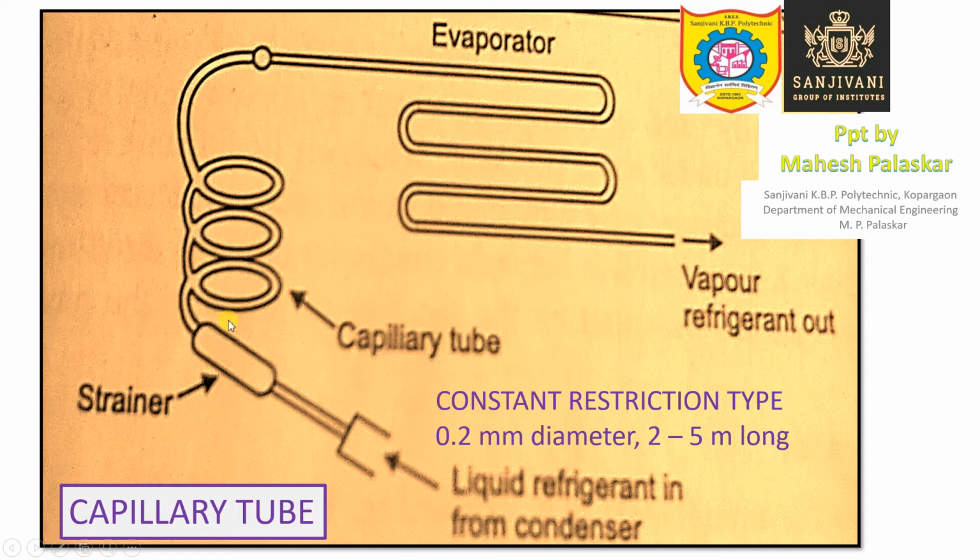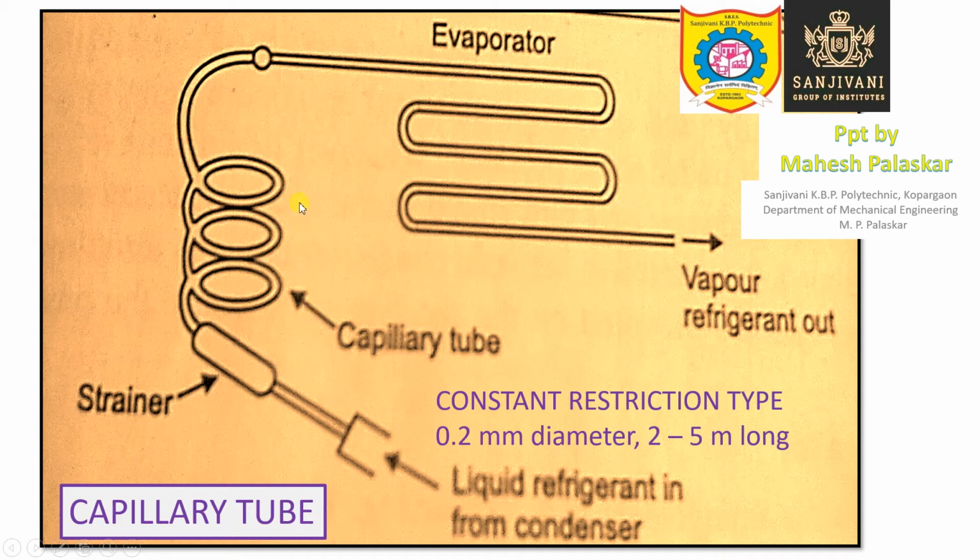Generally, the capillary tube is not suitable in those applications where the load is variable. It is used in those applications where the load is small and the variation in the load is also negligible. In those applications, we use the capillary tube as the expansion device. Examples are the domestic refrigerator, the window and split air conditioner, and small cold storages, etc. So in the smaller devices, we are using the capillary tube.